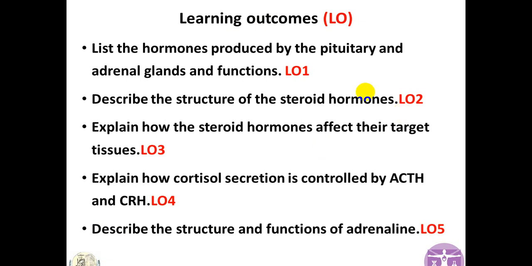First, I will list the hormones that are produced by the pituitary and adrenal glands and their functions. Then I will describe the structure of the steroid hormones. And thirdly, I will explain how the steroid hormones affect their target tissues and how they exert their action. And then I will explain how cortisol secretion is controlled by the adrenocorticotrophic hormone and the CRH, the corticotrophic releasing hormone. And finally, I will describe the structure and functions of adrenaline.